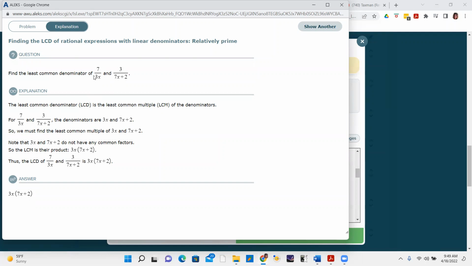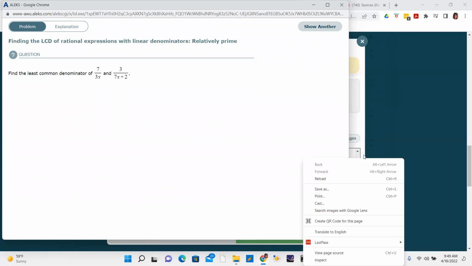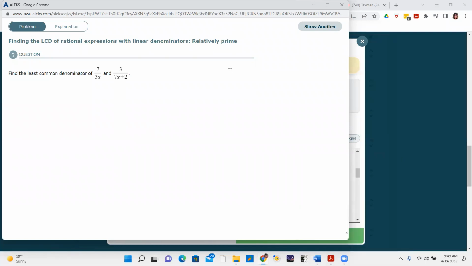So we need here a factor of 3x, and here we need a factor of 7x plus 2. So really we need both of them. These might be all the same. So this is kind of like if you were looking for the LCD, because you wanted to add like a half and a third, or you wanted to subtract them. And so for the LCD, you need one factor of 2 and one factor of 3, which is 6.